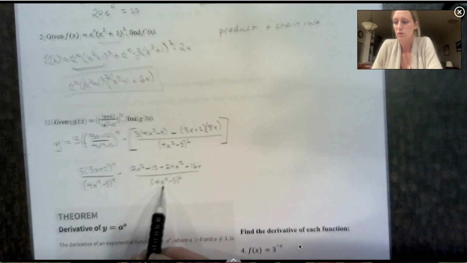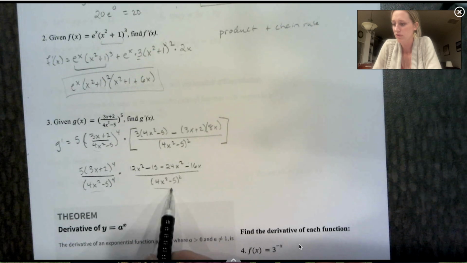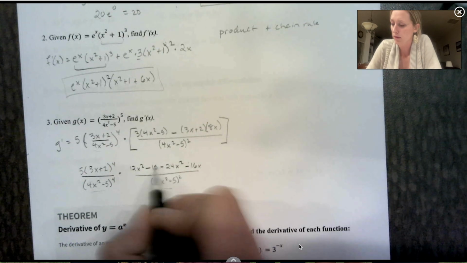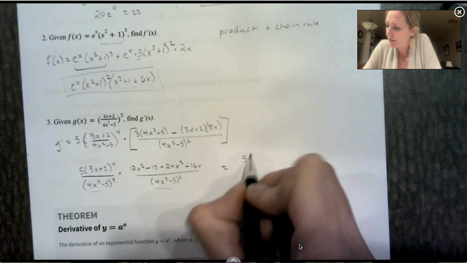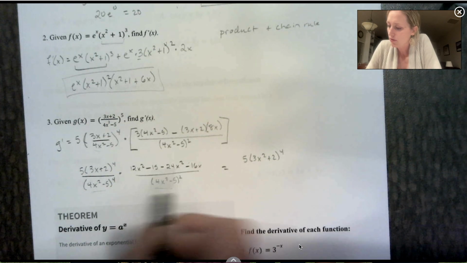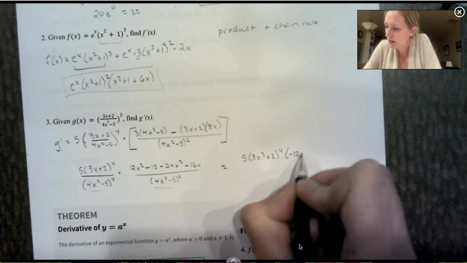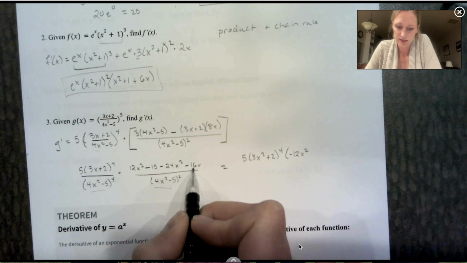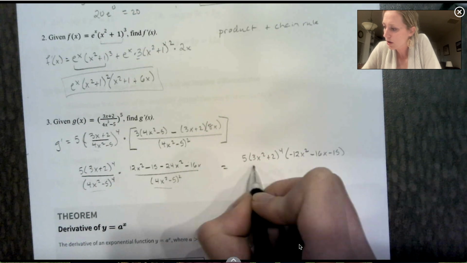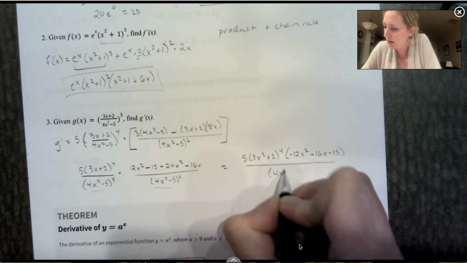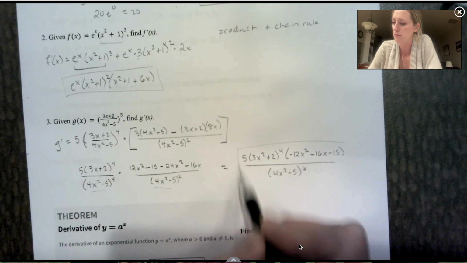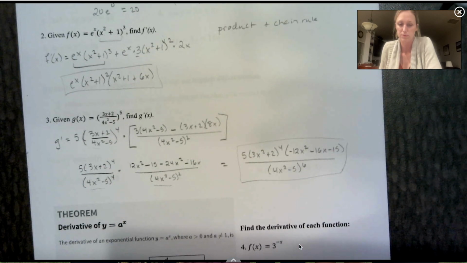So look at my denominators. When I multiply, those are the same bases, so I can add those exponents, and then I can just clean up the top a little bit by combining some like terms. So I've got 5 times 3x squared plus 2 to the 4th. Here we can combine those to get negative 12x squared and negative 16x minus 15 all over 4x squared minus 5 to the 6th when I add the 4 and the 2. So this would probably be the form again that our multiple choice answer would be in.